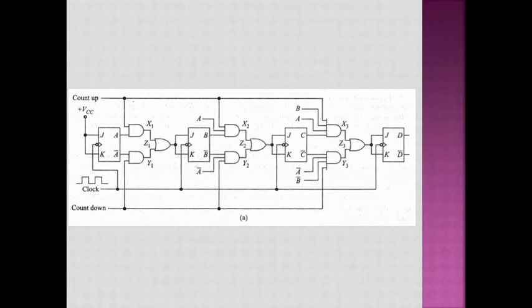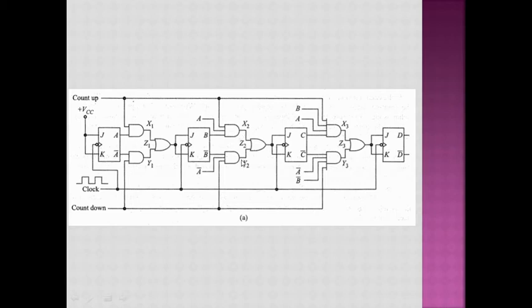So you can see that when the count up line is high and A and B are high, the output of X2 is going to be high. So the output of Z2 is going to be high and J and K are going to be enabled, or in toggle mode conditions, and at the next negative edge of the clock pulse, the flip-flop C is going to toggle. In a countdown mode, the count up line is going to be low, so X2 is going to be 0.